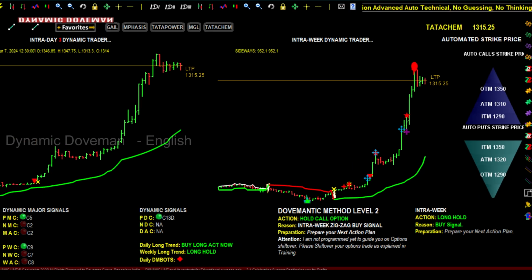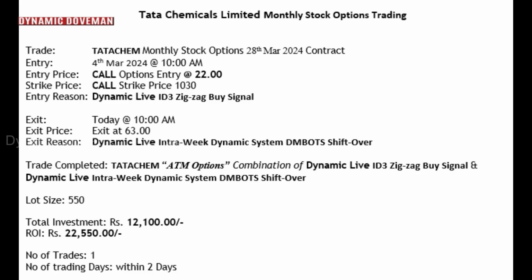As per the 10 points instruction, we again check it. It is a clear trade opportunity. Both ID3 long and intra-week long are in favor of this trade. The trade is in favor of the direction, so we go ahead and do this trade. It is a 1030 strike price call option that we enter, and we get a premium of 22 rupees on the 4th of March.